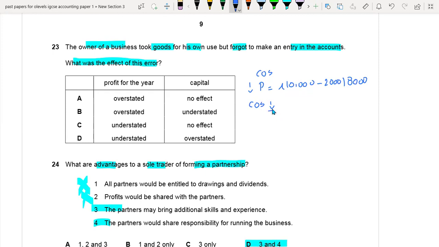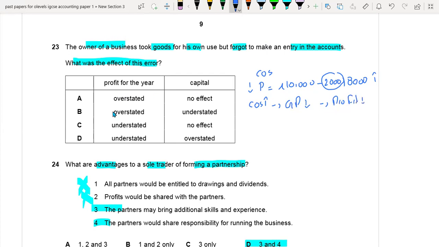Because the cost of sales is decreasing, basically we didn't record this 2,000. If we didn't record it, we were not writing 8,000 for the purchases, we were writing 10,000. So we are basically increasing our purchases. If the purchases are increasing, your cost of sales would be increasing. And if your cost of sales is decreasing, your GP is decreasing, and hence your profit is also decreasing.